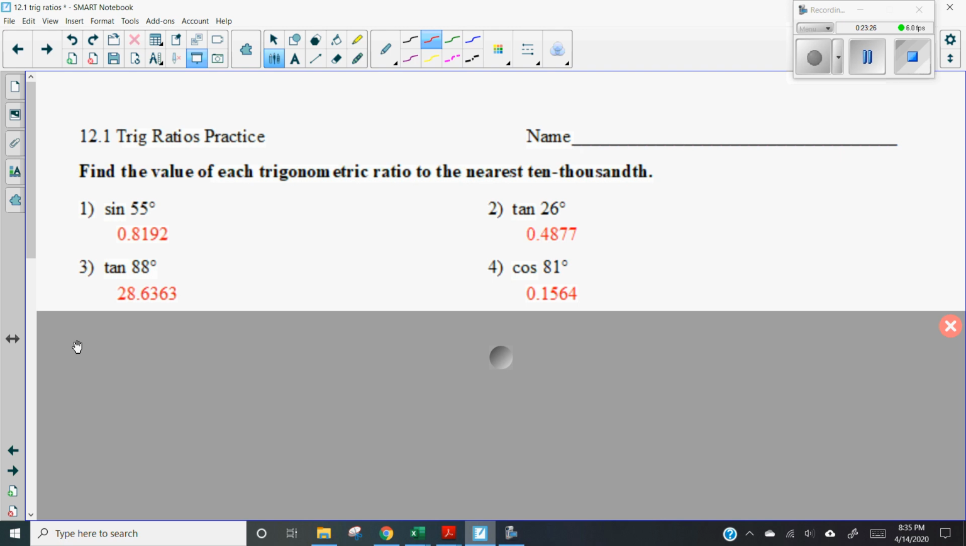you're in degree mode. Also, I should note, make sure you're not hitting the second button and then sine. If you're seeing this sine with a little -1 after it, that's called inverse sine. That's coming up in the next lesson, so we're not using that yet today. Okay, so just first four, plug them in.